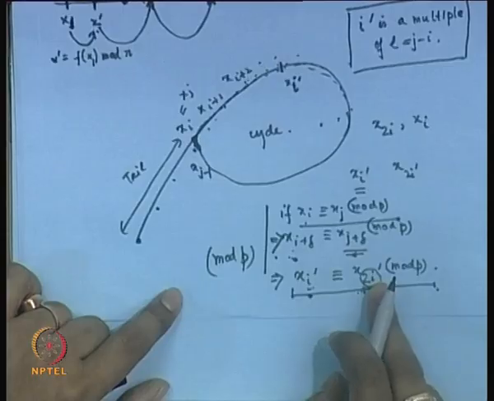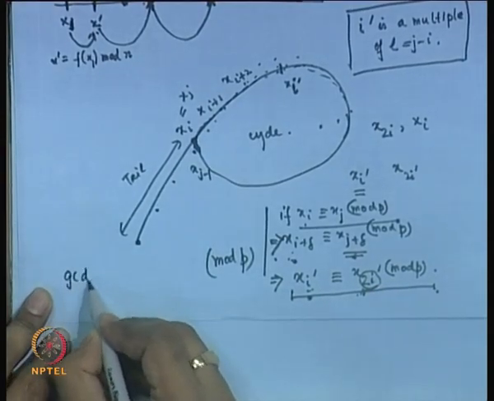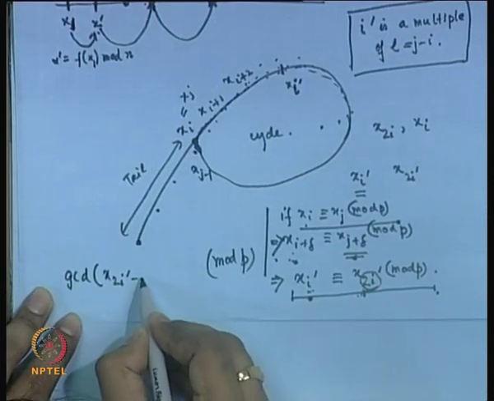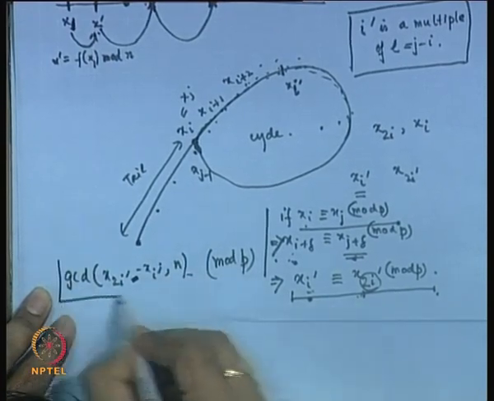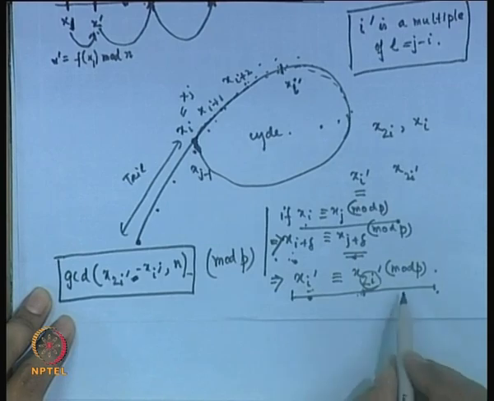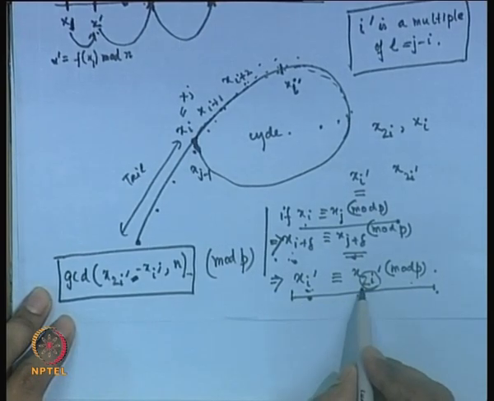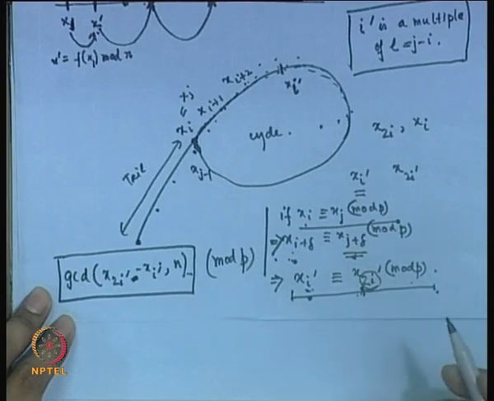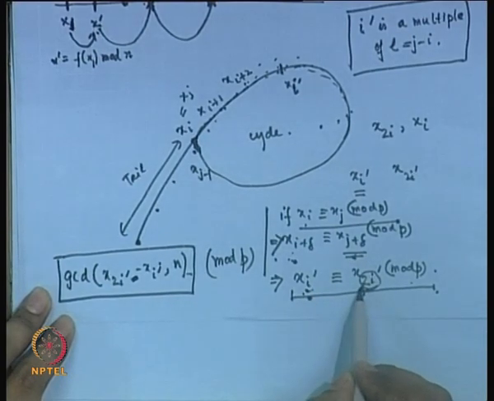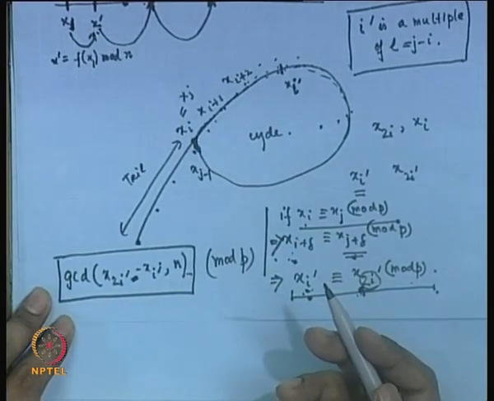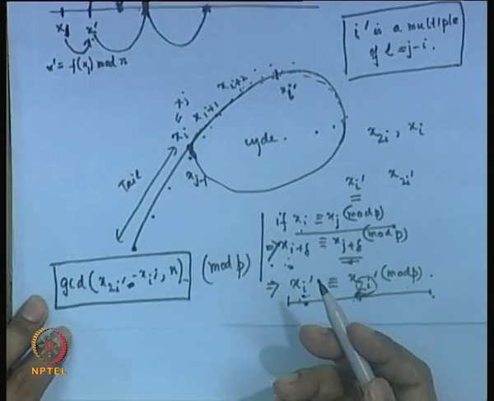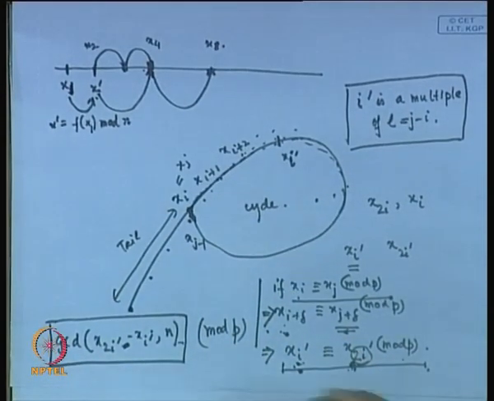My next step will be to calculate the GCD of x2i' minus xi', comma n, because p will divide xi' minus x2i', and p will also divide n. So, p divides n and p also divides the difference of these two numbers. Therefore, if I compute this GCD and get a non trivial factor, then I am successful. So, this is the basic working of Pollard's rho algorithm.